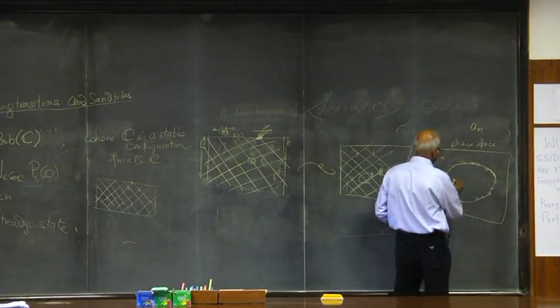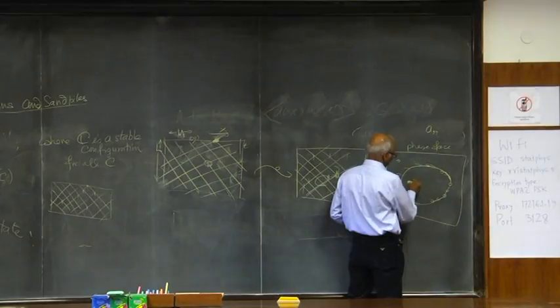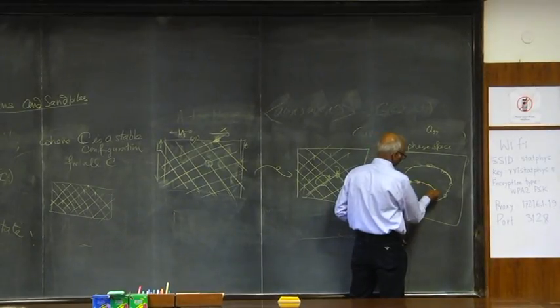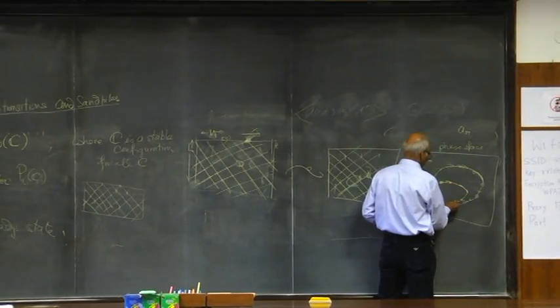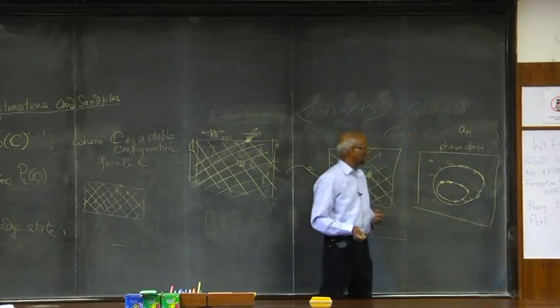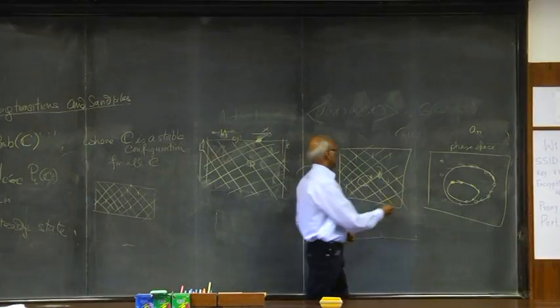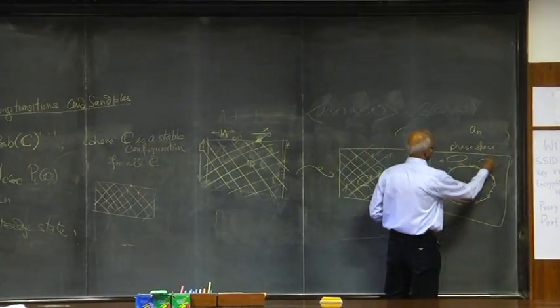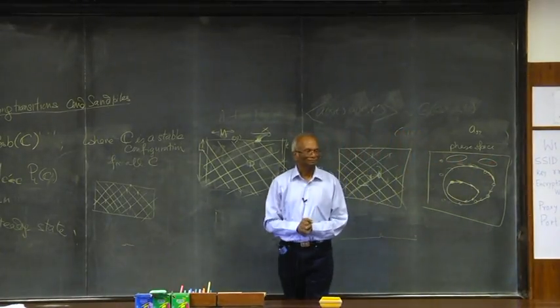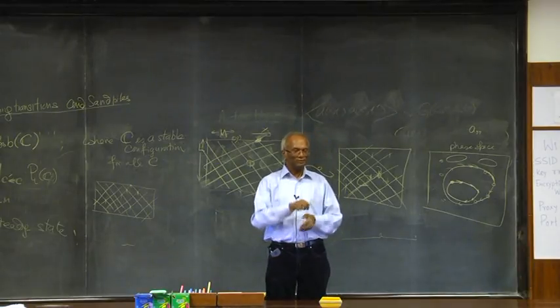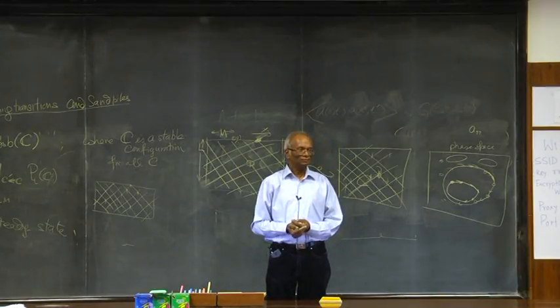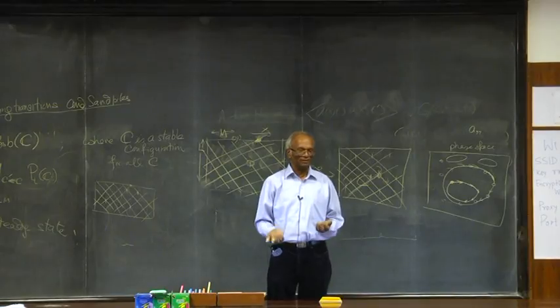So I can start with a different configuration here. That will go to that one, that will go to that one, that will go to that one, that will go to that one, that will go to that one, and all will come back. Okay? And there may be another loop like that and another loop or some such thing. Okay? But they are all made up of cycles. You can't have anything other than a cycle.